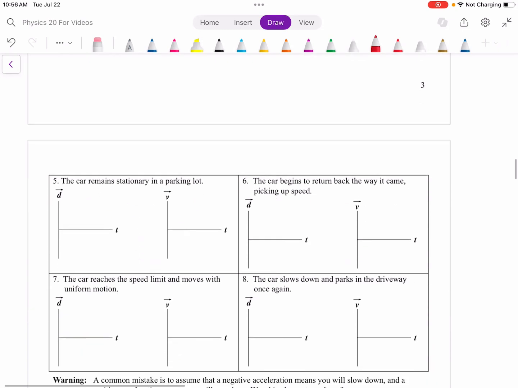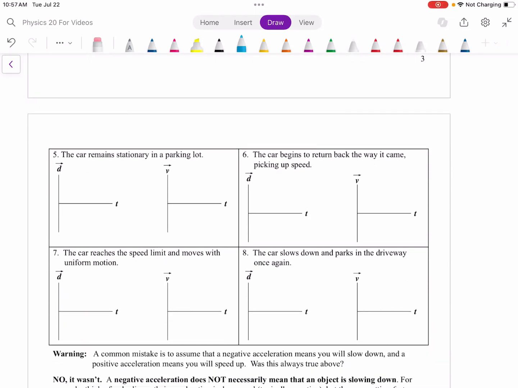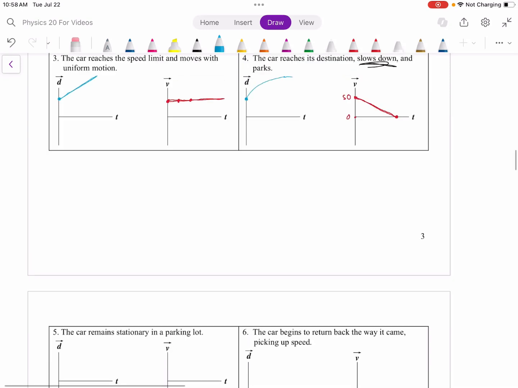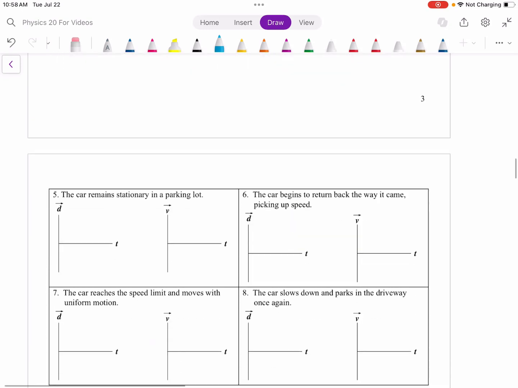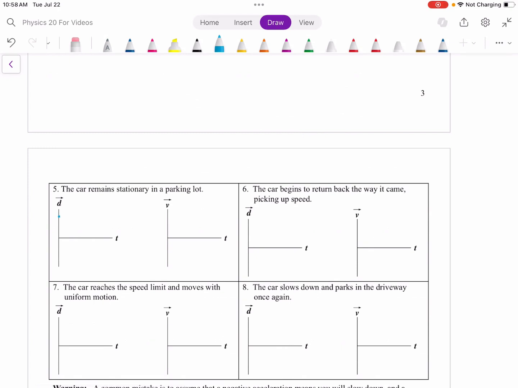Okay, let's move to the next one. So now the car remains stationary in a parking lot. Okay, nothing too complex here, right? If it's stationary, it's going to stay in the same place. However, what's different than stage 1 here? It's no longer in the driveway. So it is staying stationary, but it's not at our displacement of 0, right? It's wherever the grocery store is, however far north that is from where it started.